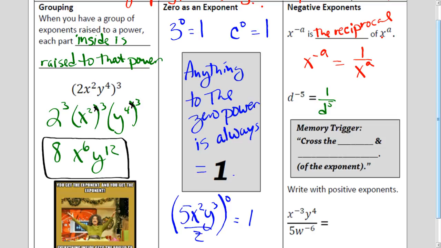Likewise, let's block this off, do a different one. If I had 1 over c to the negative 2nd power, the reciprocal of that, you change the sign and then it's the reciprocal of that.